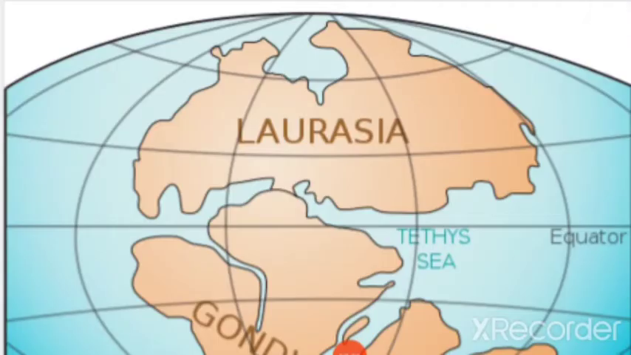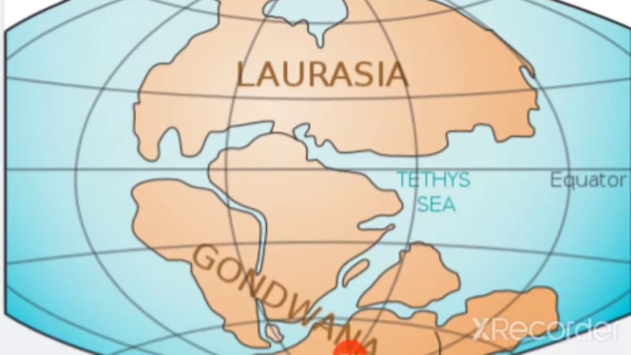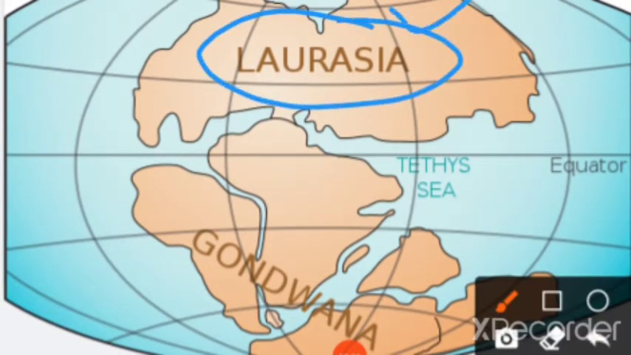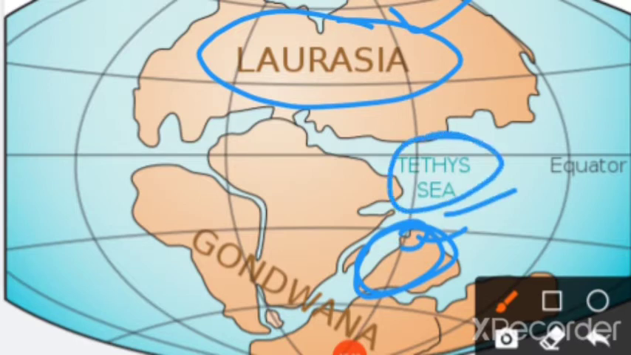Now this is the important map which you must understand. This is Laurasia. It gets divided into two parts: one is Laurentia and the second one is Asia. You will find India on this plateau. This region is China's region, and you will find the Tethys Sea there, with the confluence or combination of many rivers in the Tibetan region allowing the formation of the Tethys Sea.